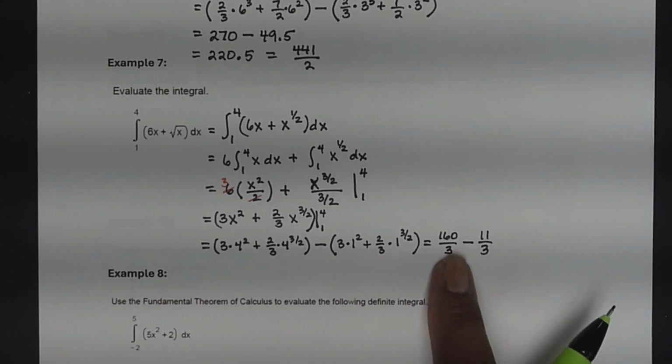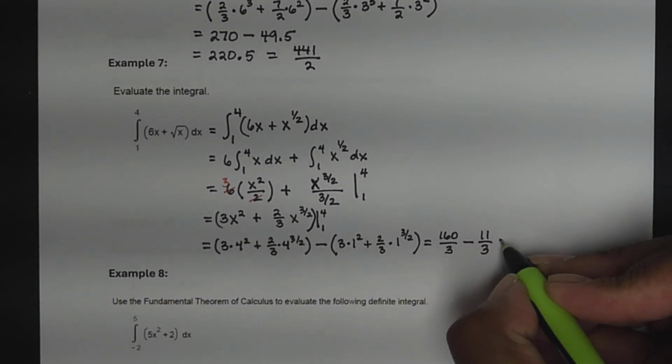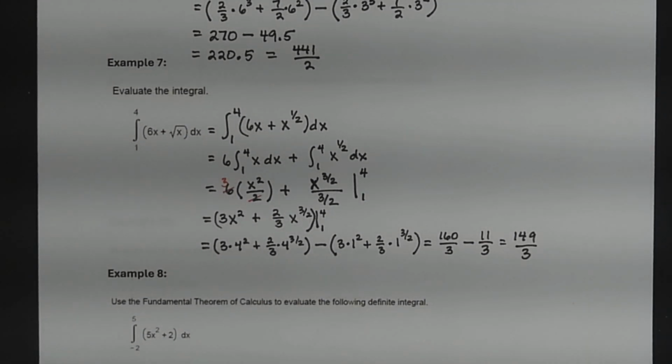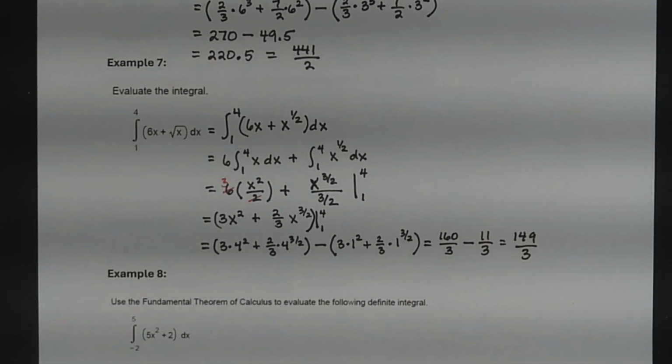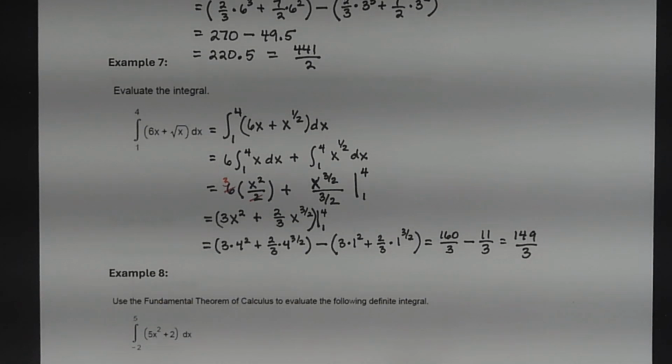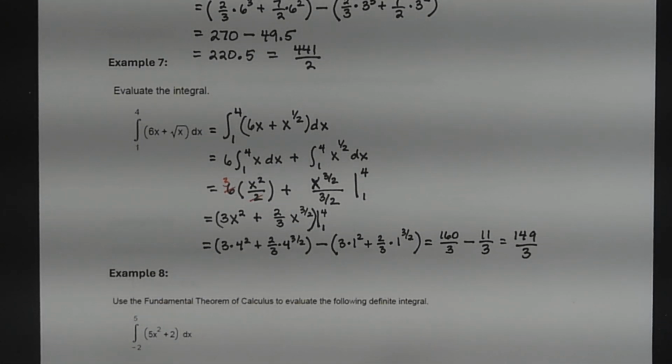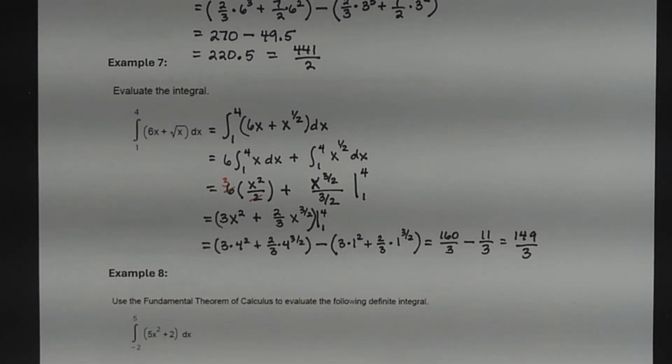Well, my denominators are the same. I can subtract the numerators, so this will end up being 149/3. So the integral from 1 to 4 of 6x plus the square root of x dx will be 149/3. Okay.